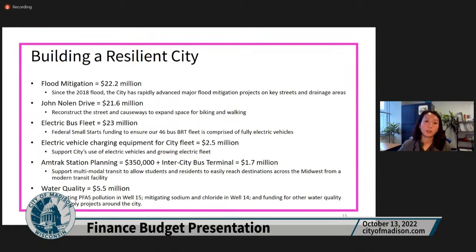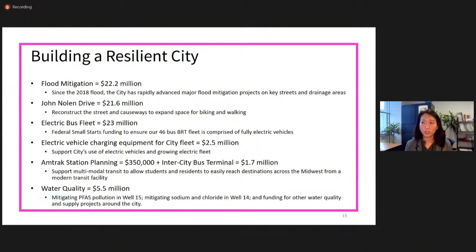For the priority of building a resilient city, there's over $22 million invested in flood mitigation work that builds on the city's efforts that have really accelerated since the 2018 flooding to address projects on key streets and drainage areas. In addition, we're leveraging $23 million to make sure that the bus fleet for the bus rapid transit is fully electric. And we're also investing in electric vehicle charging equipment for the city fleet beyond buses.